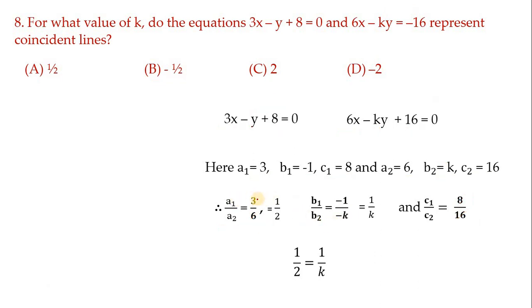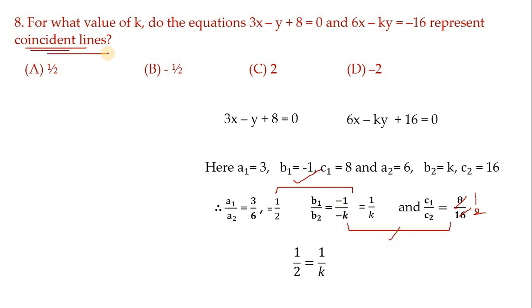Here the very important thing is, all ratios will be equal for coincident lines. So you can compare these two ratios: A1 by A2 equals B1 by B2, or you can compare B1 by B2 equals C1 by C2. Children, here "1 by 2" is missed. Kindly note it down. You can compare this or this because these are coincident lines.